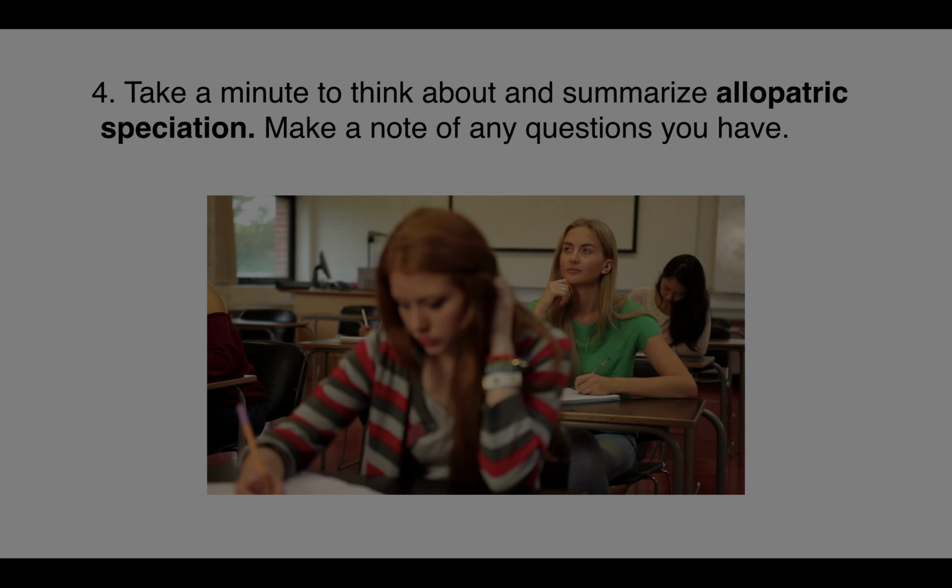At this point I want you to take a minute, pause, catch your breath, and summarize and think about this concept of allopatric speciation, and make a note of any questions you have. You can ask those questions to a friend, Anna, or myself. Take a minute, I'm going to get a drink.